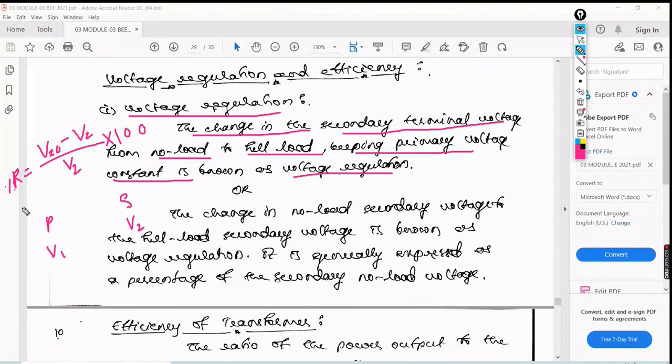What I'm writing on screen, is it visible now? Can anyone confirm? Yes, sir. Thank you.